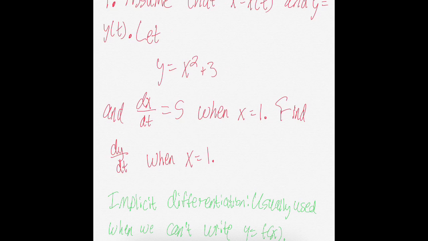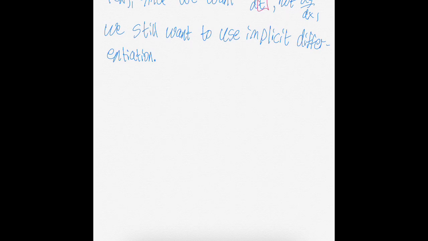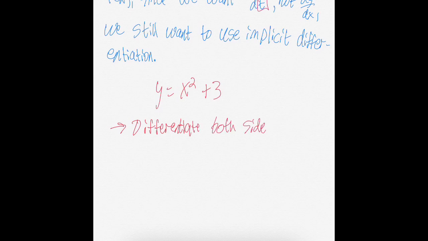Okay, so here's how I look at this problem and how I think about it. I'm going to take this function y equals x squared plus 3, and I'm going to differentiate both sides with respect to t. So let's write it. We have y equals x squared plus 3. I'm going to differentiate both sides with respect to t.